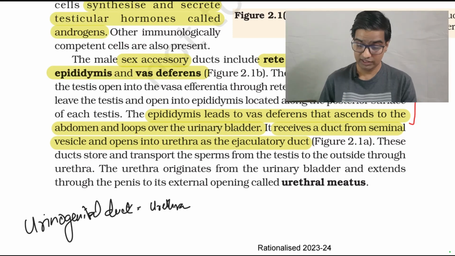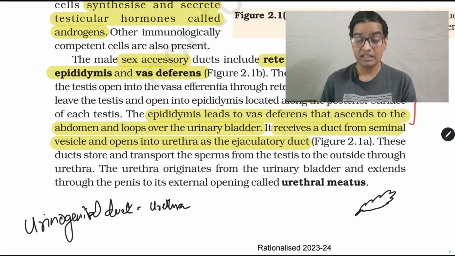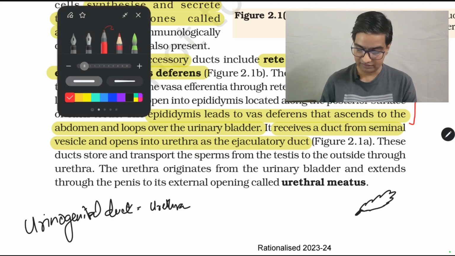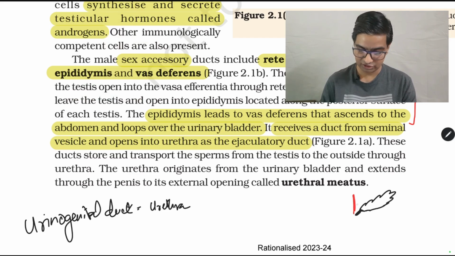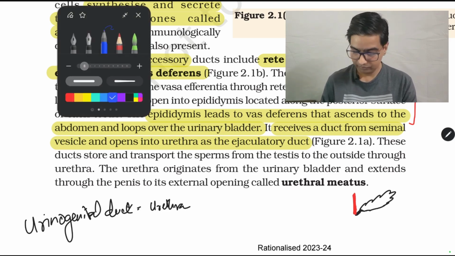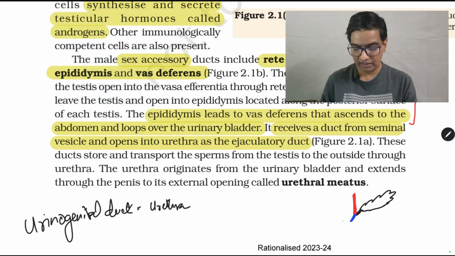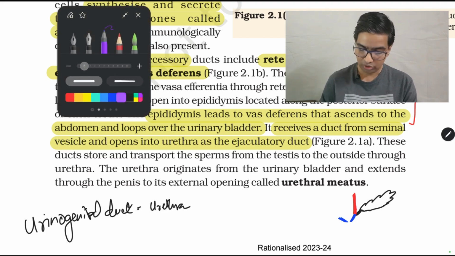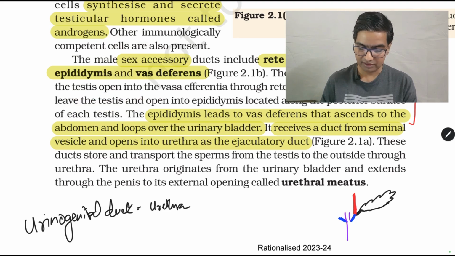Now if I had to draw, this is how I would have drawn. Only on one side I am drawing. This would be the seminal vesicle with its duct. Here comes the vas deferens, and both of them together join and form what is called the ejaculatory duct. And the ejaculatory duct from both sides will eventually open onto the urethra as it passes through the penis. Urinogenital duct.